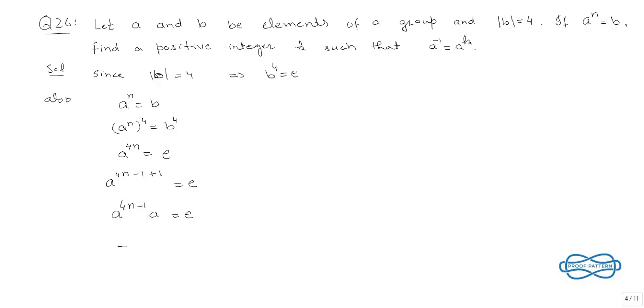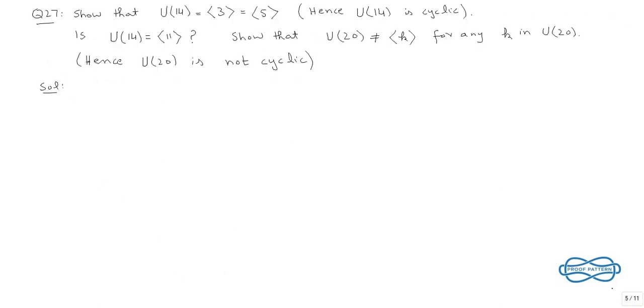This means A inverse is actually equal to A to the power 4n minus 1, and this means the required k is equal to 4n minus 1. Okay, we move to the next question.